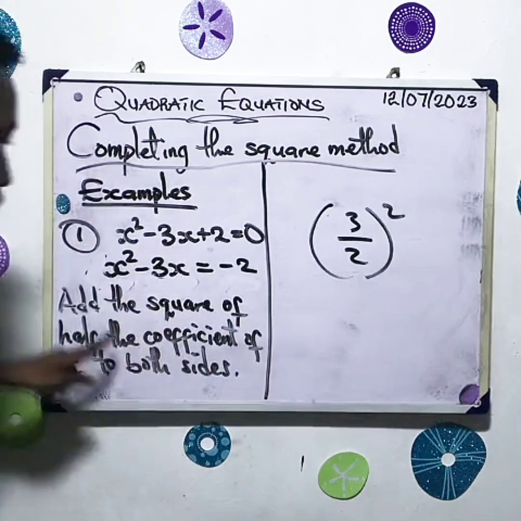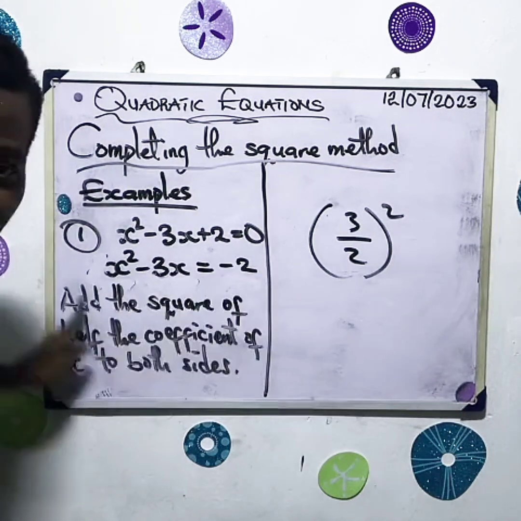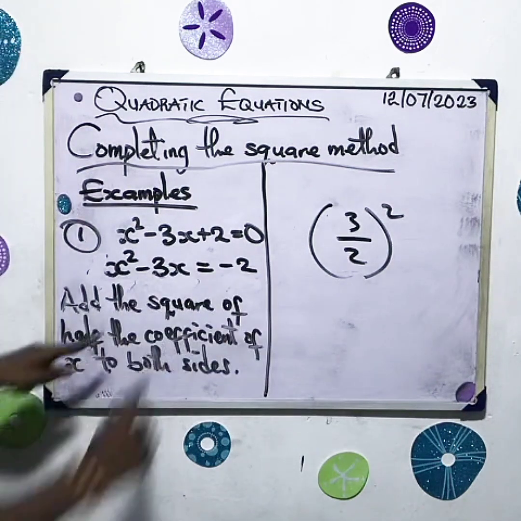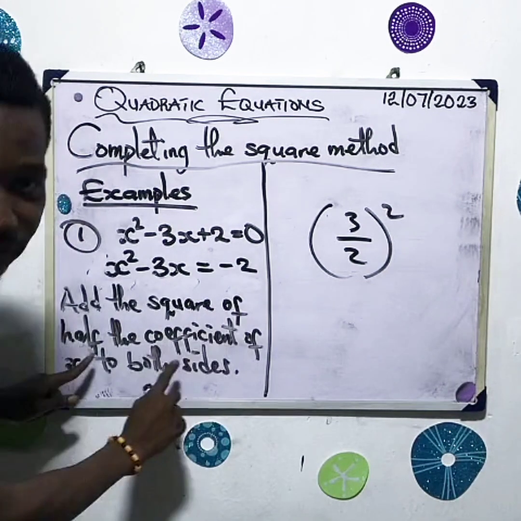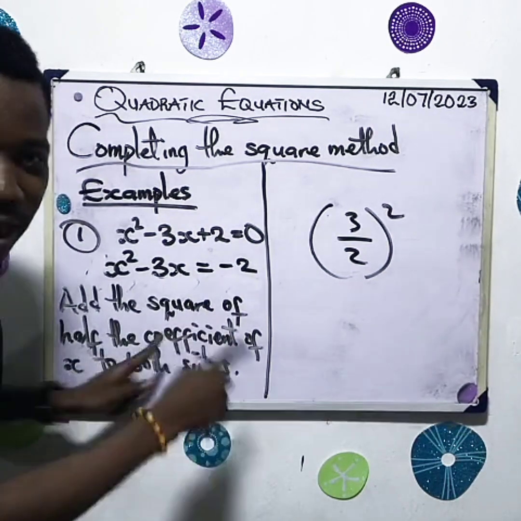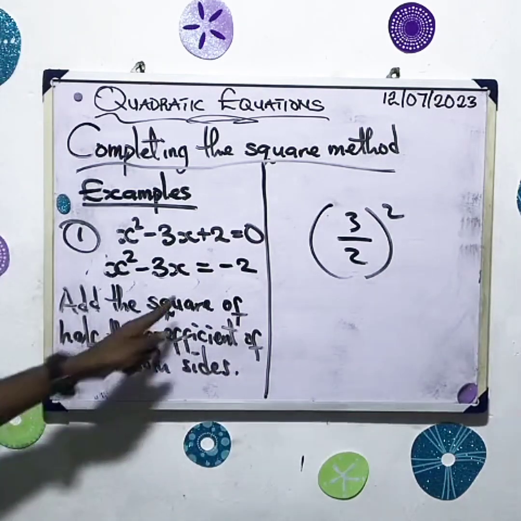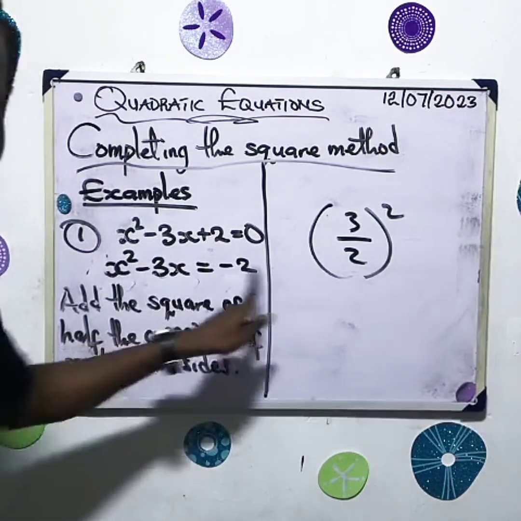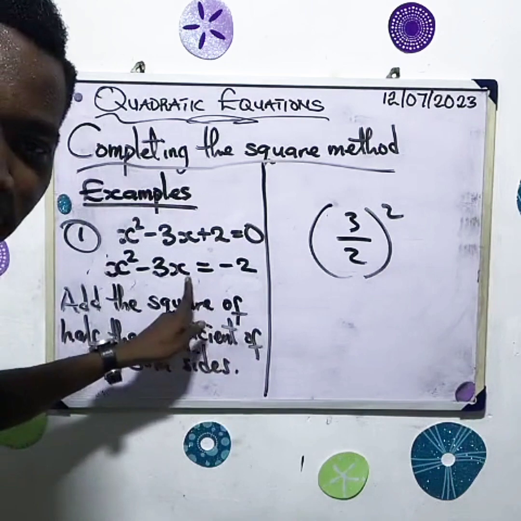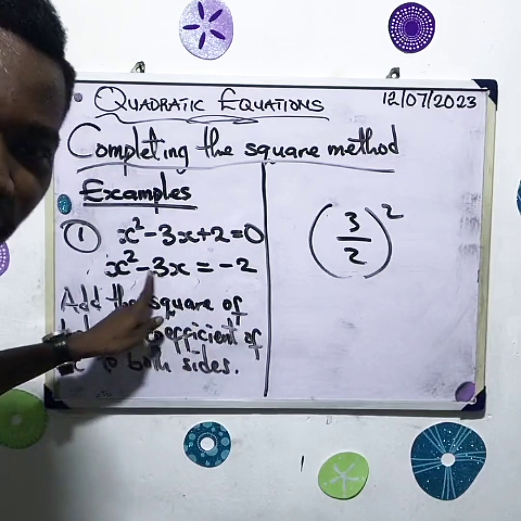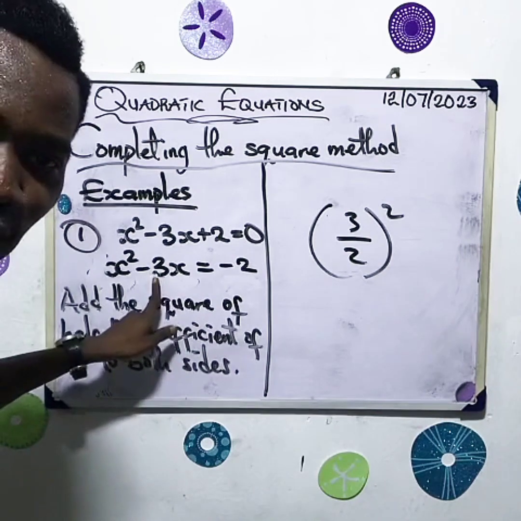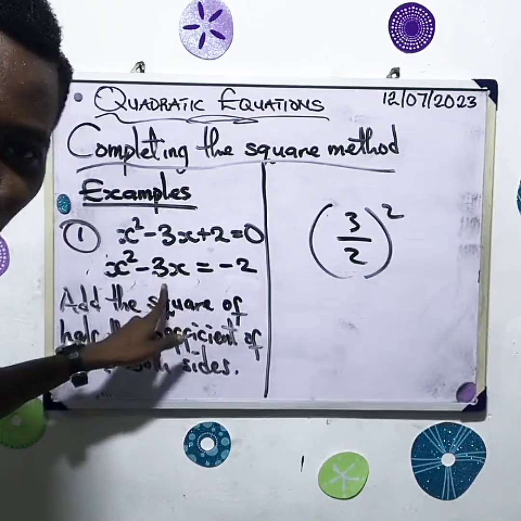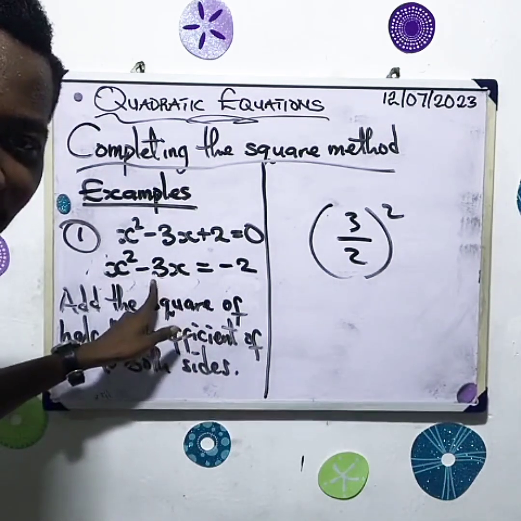Okay, I'm going to say it again. Add, we're going to add something. That's what it's saying. Add. What are we adding? The square of something. Square of what? Of half of something. Half of the coefficient of x. When you look at this, you look at the coefficient of x. What's the coefficient of x? Minus 3. You are going to divide it by 2. If it is 4, divided by 2 is 2. But in this case, minus 3 divided by 2.